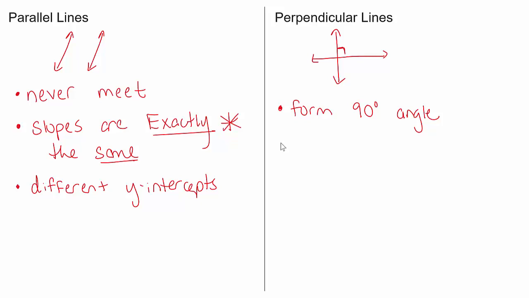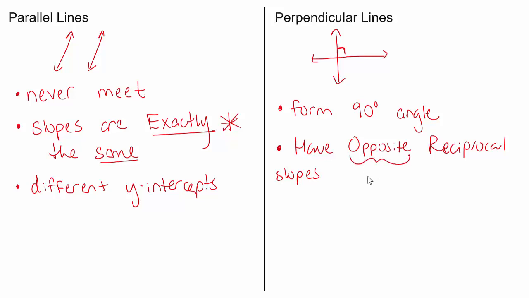And then we have some very important information about the slopes of perpendicular lines. They have opposite reciprocal slopes. And what that means is opposite means change the sign. So if we started with a positive slope, we now have a negative one, or if we started with negative, we now have a positive. And reciprocal means flip the fraction.